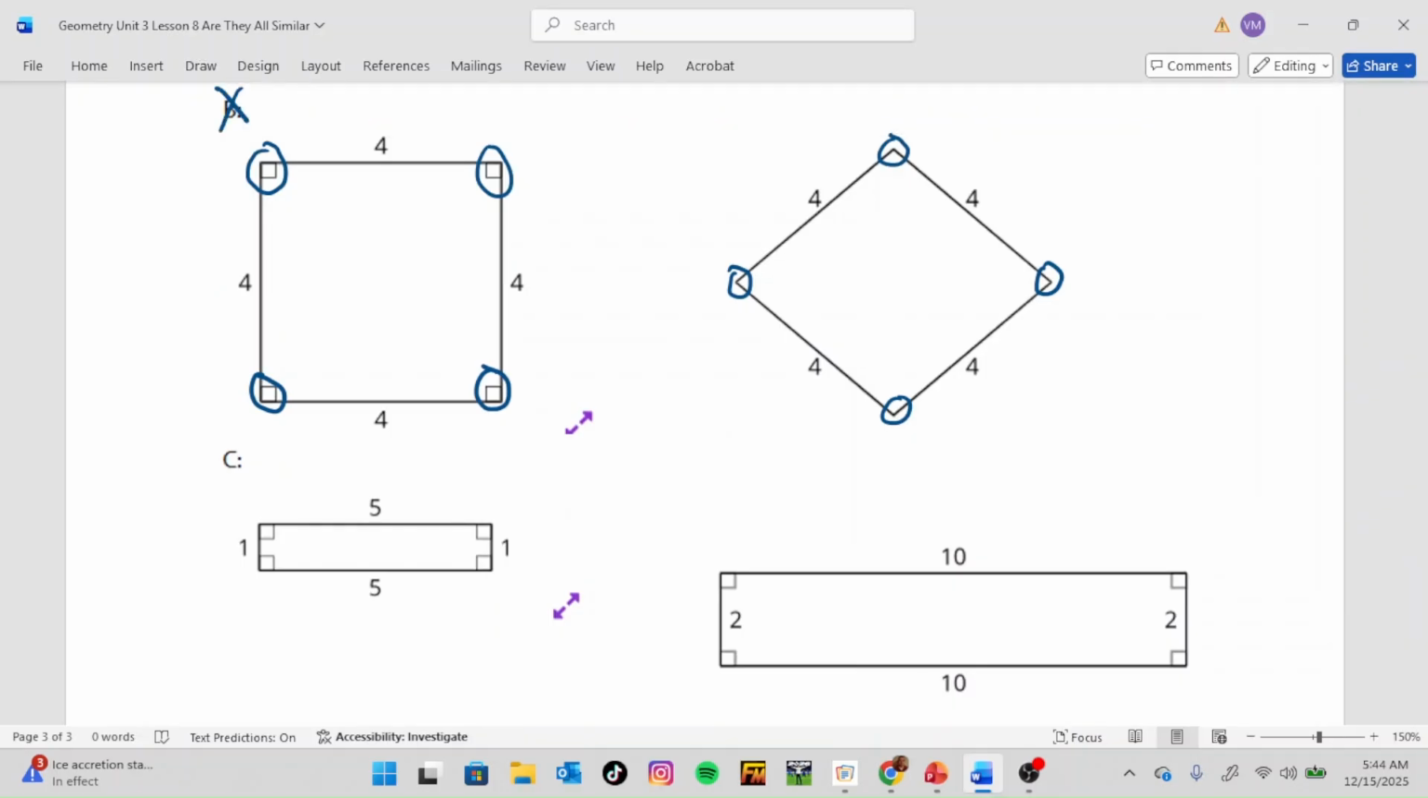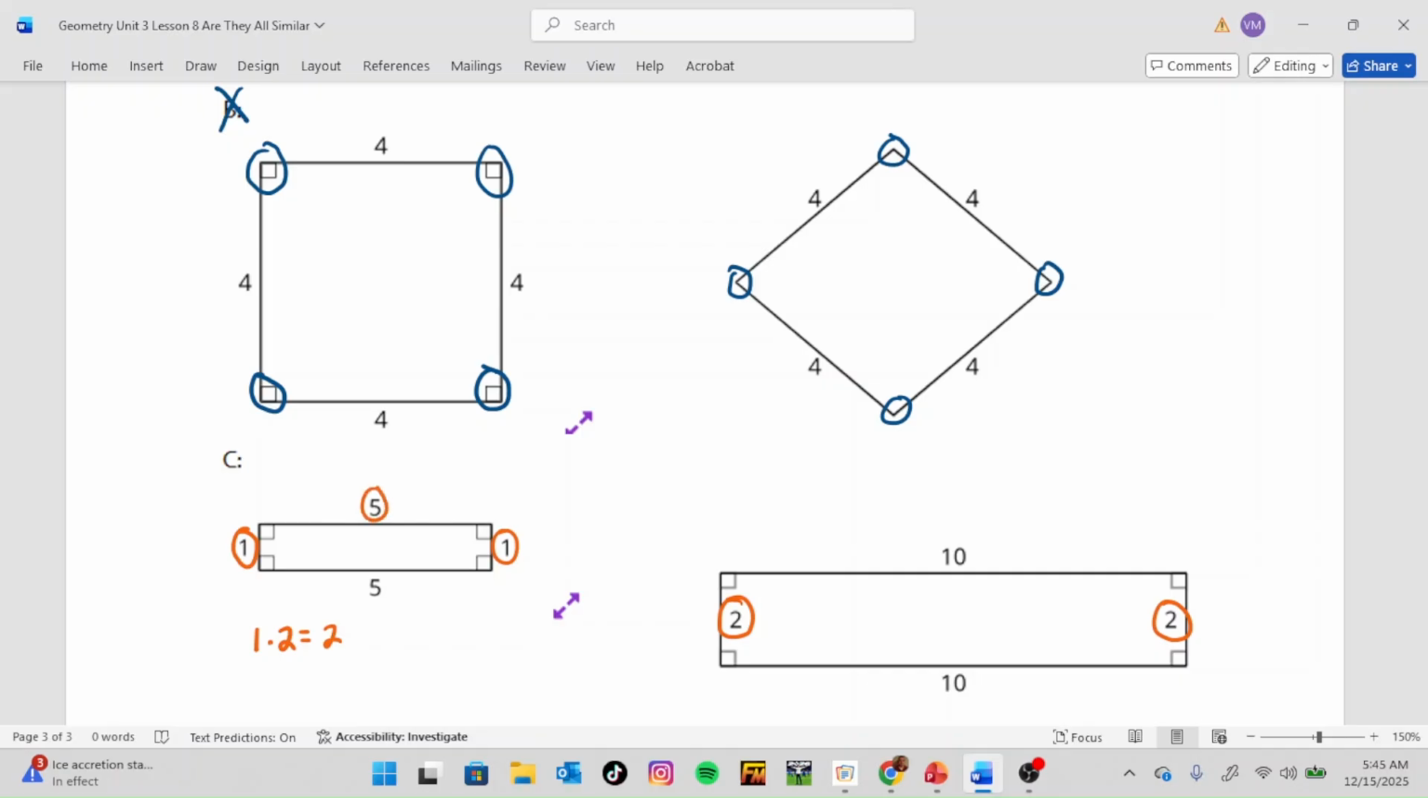Next, we can look at C. I look and notice that I have 4 90-degree angles on the left. I have 4 90-degree angles on the right. So our angles are all good. Now I need to see if the side lengths are proportional. And on the ends, we have side lengths of 1 and side lengths of 2. So I could say that 1 times 2 equals 2. So that should be my scaling factor.